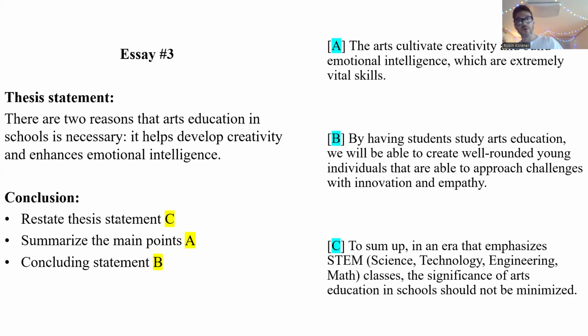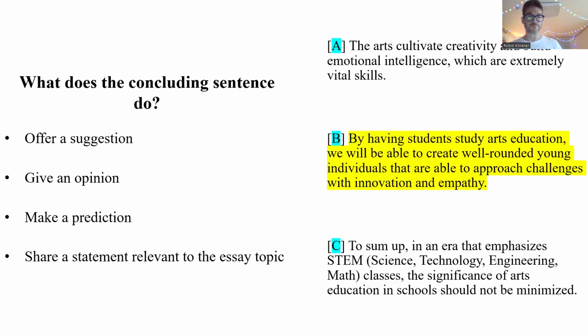Finally, boom. By having students study arts education, we will be able to create well-rounded young individuals that are able to approach challenges with innovation and empathy. We will be able to, sounds like a prediction. Now, if you choose a different label, don't worry about it. That's not important. What's important is you have these 4 options and you can choose one. And maybe your suggestion is also an opinion. That's fine, but you only want one sentence.